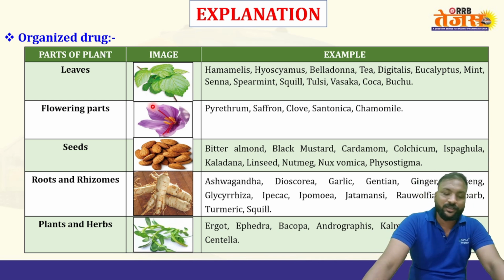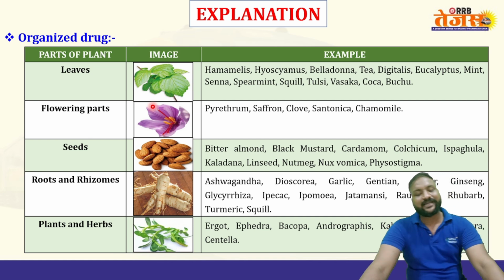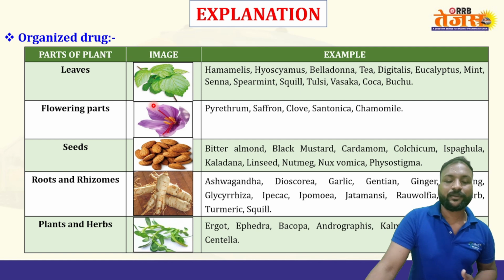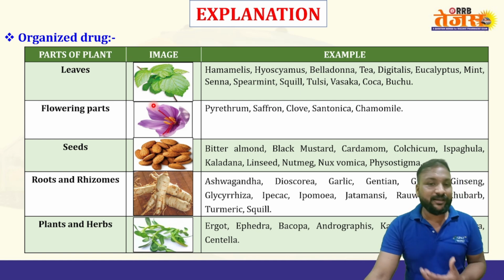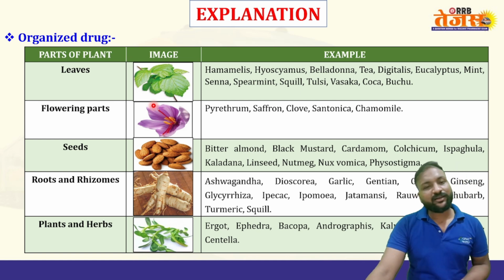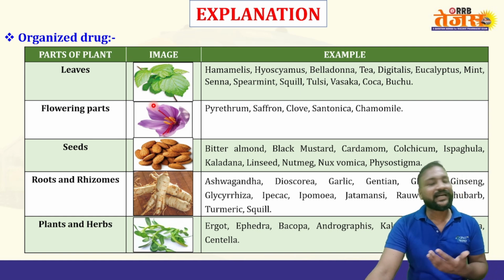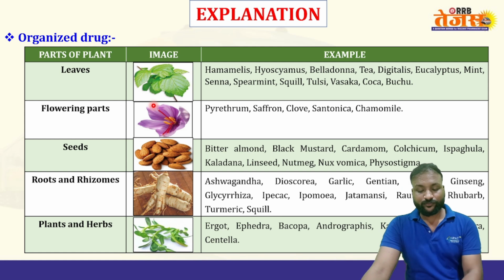These are all the roots and rhizomes, and entire plants and herbs are like Vinca, Ergot, etc. Remember these examples. If you want, take a screenshot and go through it. That will be good for you.